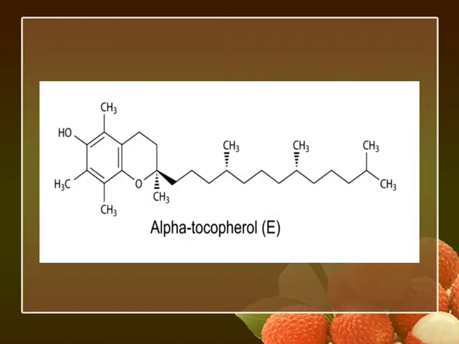Next is vitamin E or tocopherol. Vitamin E refers to a group of 8 fat-soluble compounds that include 4 tocopherols and 4 tocotrienols. Vitamin E has many biological functions. The most important one of them is antioxidant function. It's also been suggested that the most important function of vitamin E is cell signaling.